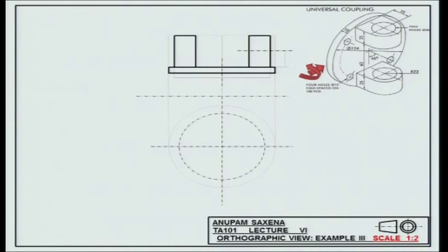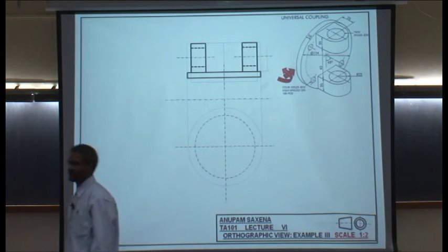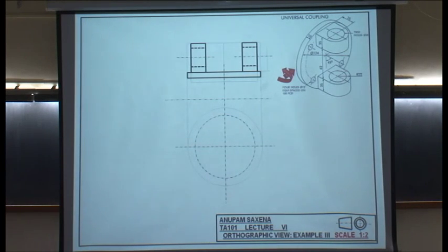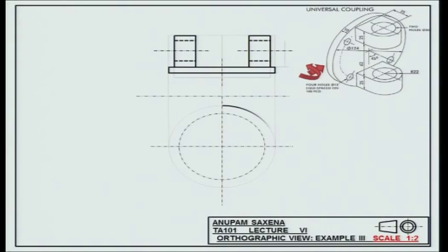Then locate the center of these through holes. They will be at the same horizontal and show the two holes using hidden lines. Right? Am I done? So, I still have to sketch, or I still have to worry about these circles. Right? Okay. But before I do that, let me try to work with the top view.